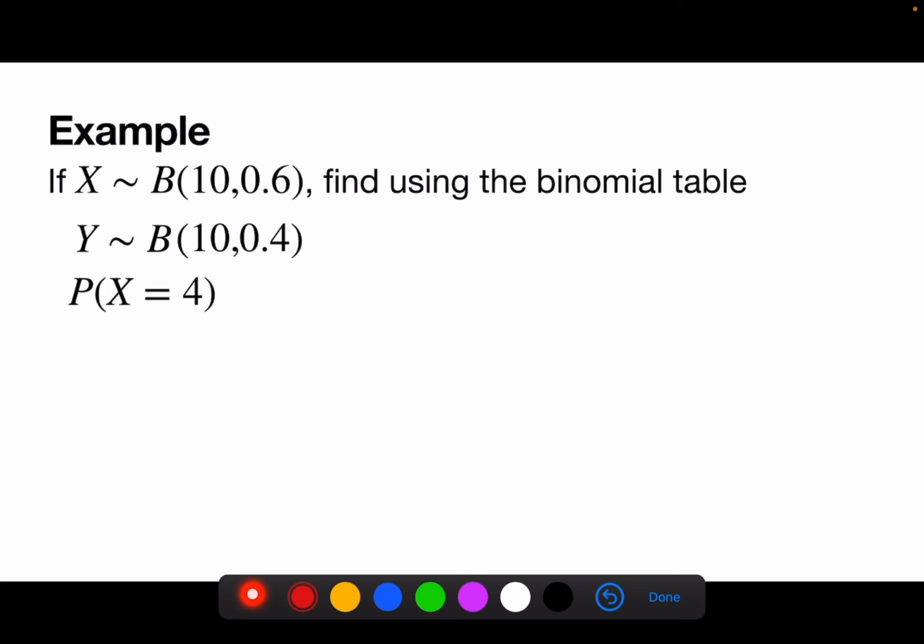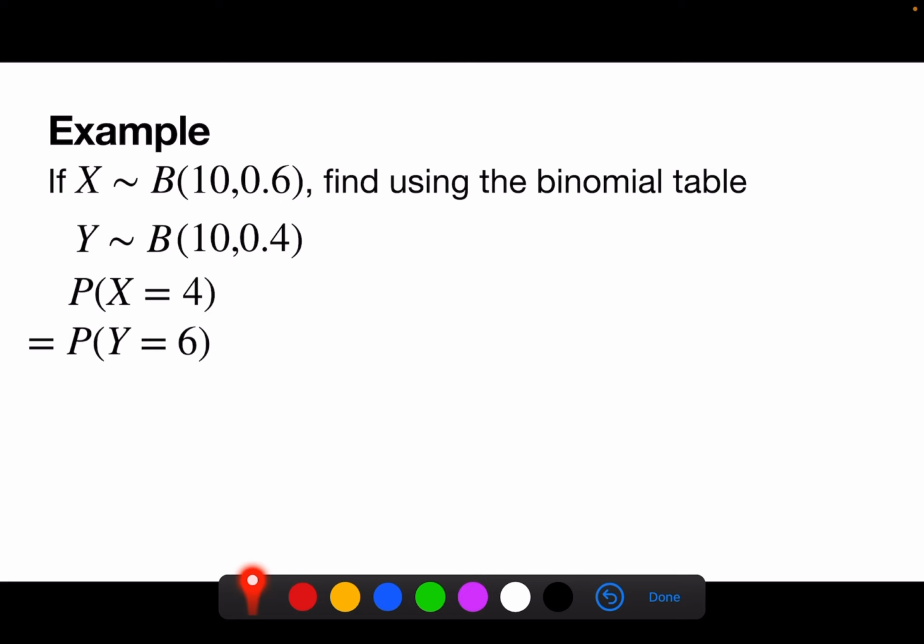Now, probability of x equals to 4. Okay, so we're going to do the opposite way. How to do this opposite way? So, x becomes y equals. There's no symbol that can be changed. Equals will still become equals. 10 minus 4, what is it? 10 minus 4 is 6.